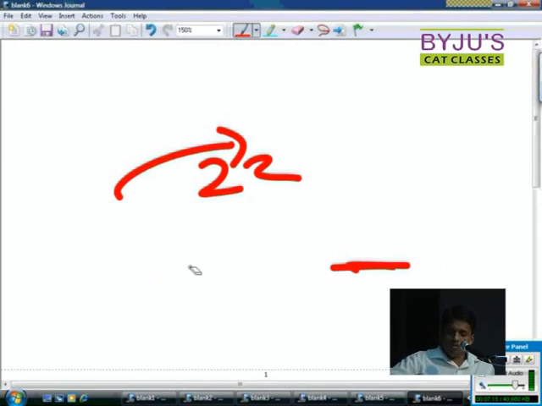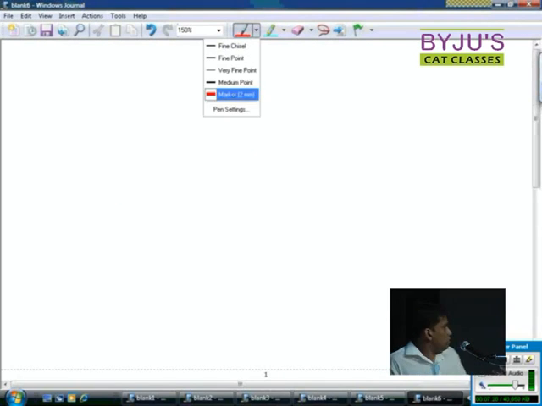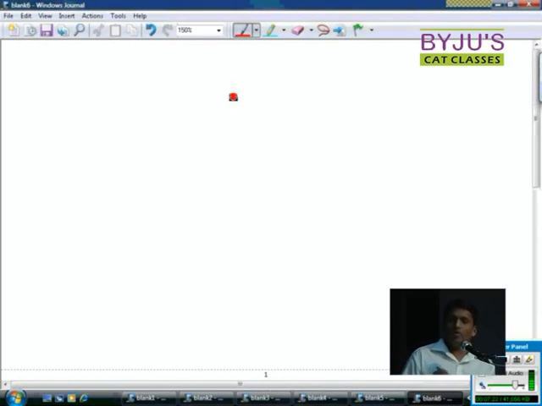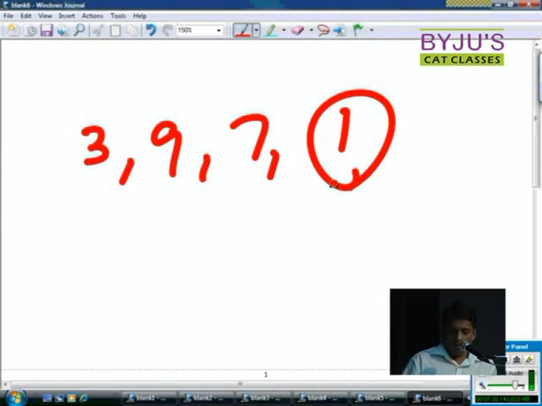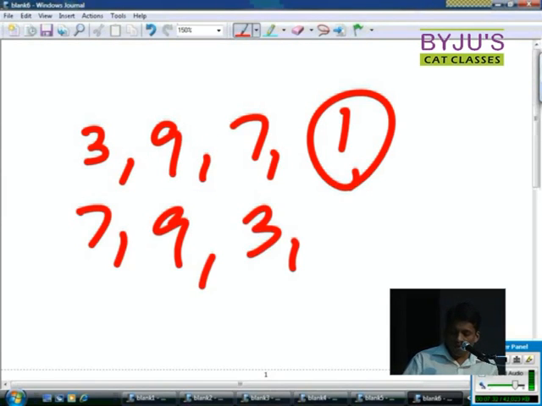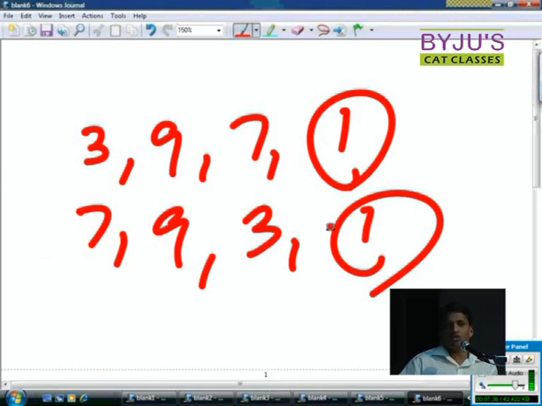Okay. So after that, since we already know power cycle, let's see how we can extend this 1 to all the other odd numbers. It's like this. If you look at the power cycle of 3, you have a 1. Power cycle of 7 also there is a 1. Power cycle of 9 also there's 1.